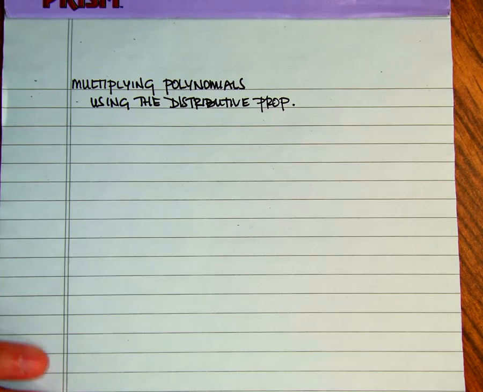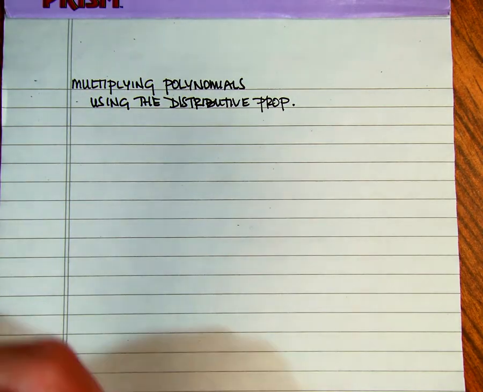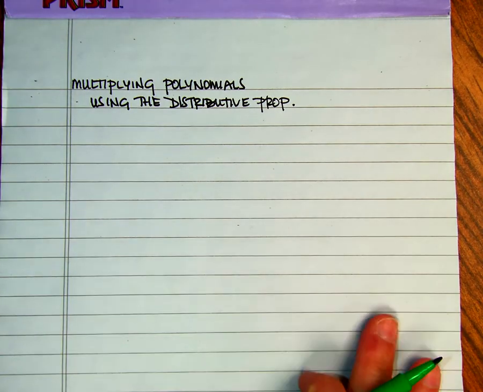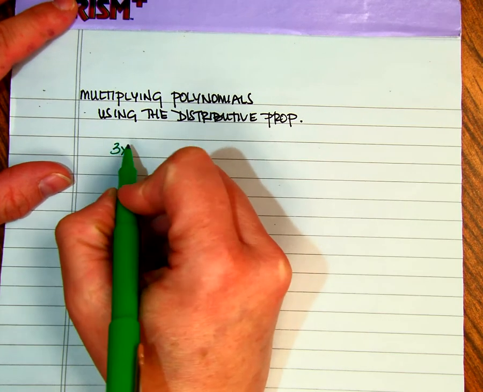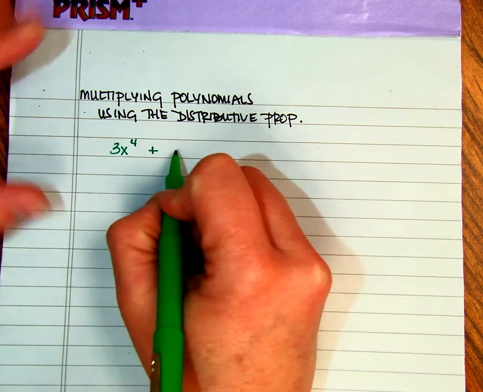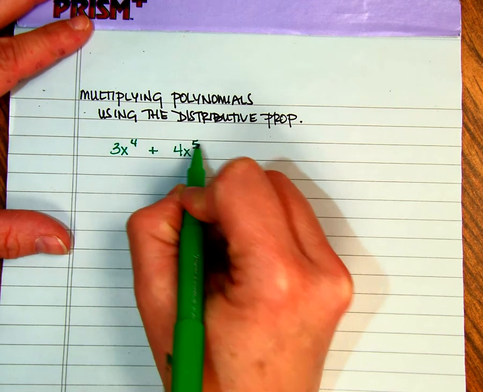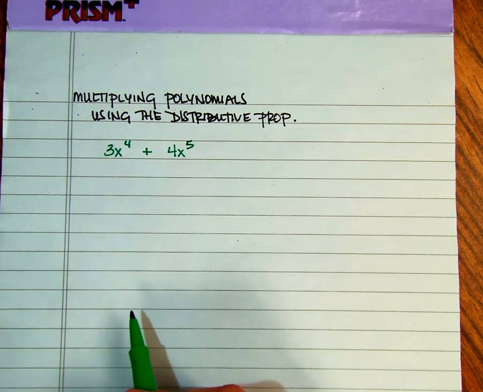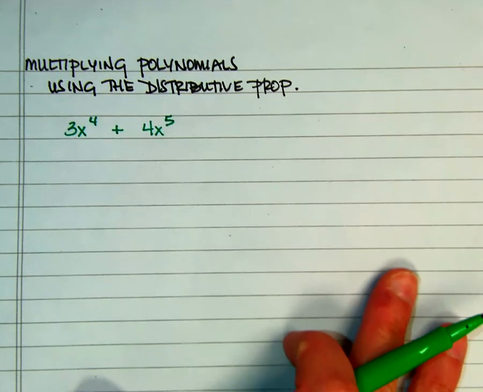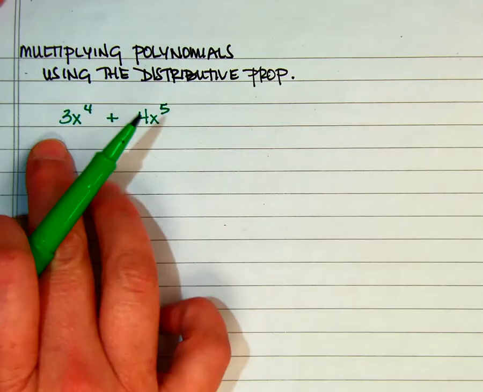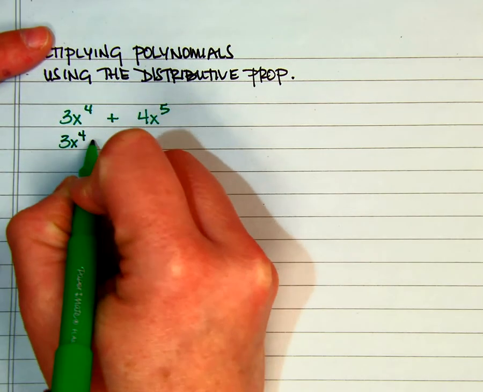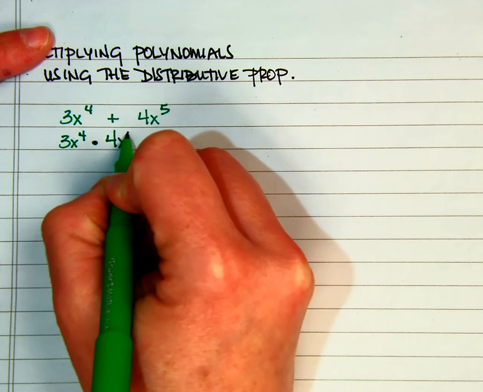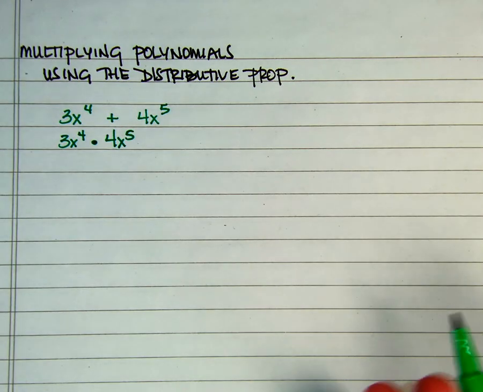Okay, so today we are going to be multiplying polynomials. Just a quick refresh on adding. If we are adding and subtracting polynomials, for example, 3x to the 4th plus 4x to the 5th, because they are not like terms, they do not have the same variables raised to the same exponents, then we can't combine them. But if I change this to 3x to the 4th times 4x to the 5th, now we can do it because we are multiplying.